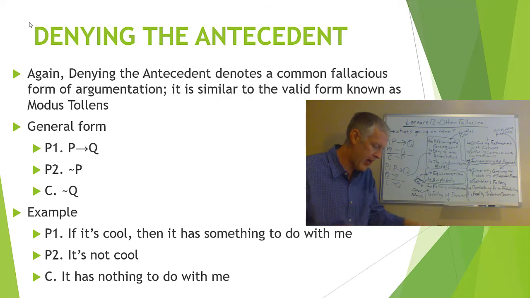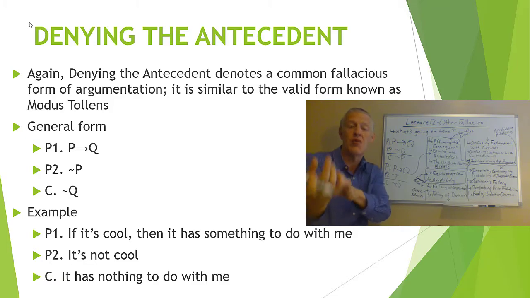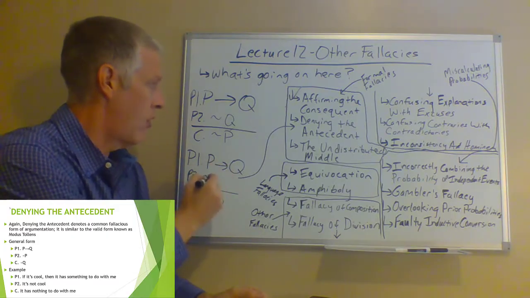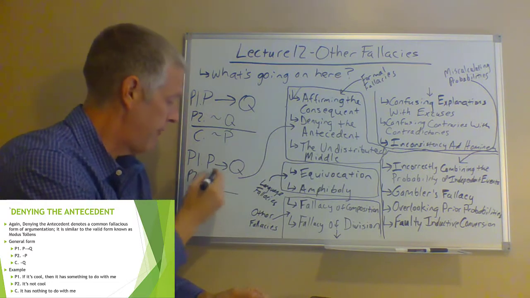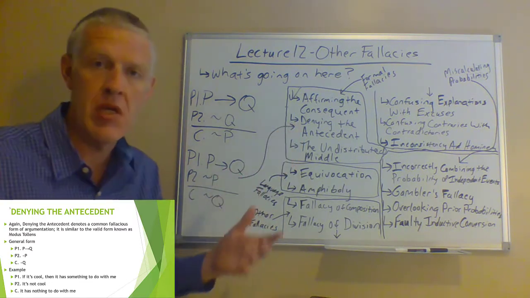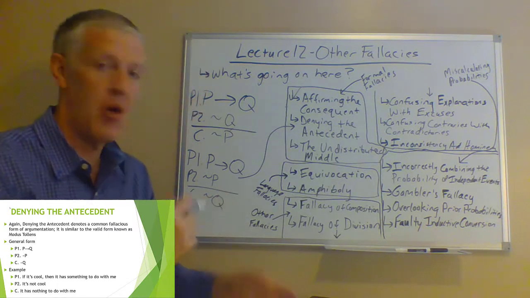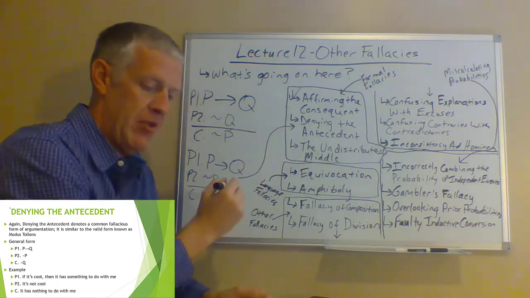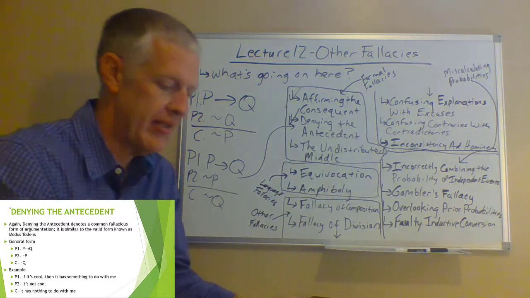I'll give you another example at the bottom of slide 4. If it's cool, then it has something to do with me. Okay? And then we're told it's not cool. So then we're told it has nothing to do with me. Hey, well, maybe not cool stuff also has something to do with you, right? So that would be another example of some other kind of content that we could plug in to that basic form, right? And it has that same fallacious underlying structure, so it's going to be invalid. So those were both examples of denying the antecedent then. So that concludes our discussion of denying the antecedent.